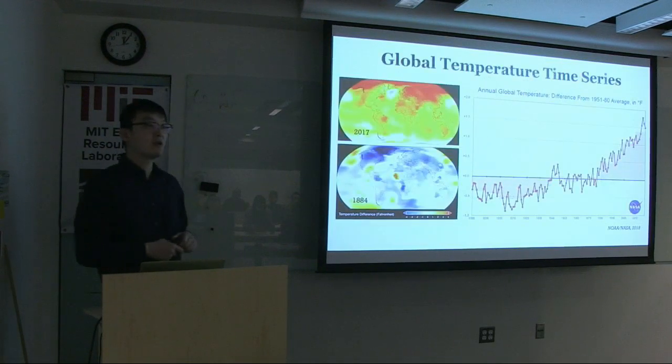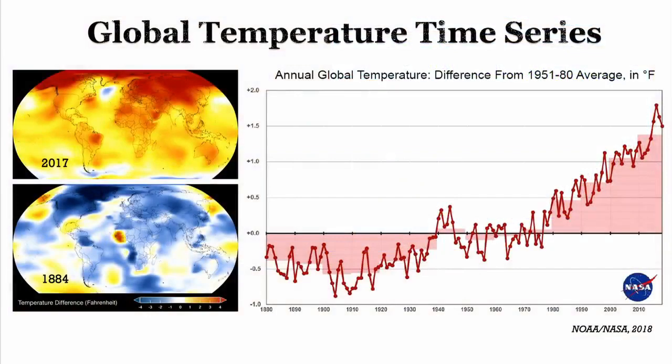So the last century has witnessed a significant change in the global temperature. Here showing two pictures of the global temperature variation comparing to a 5-year average. And here we see that 2017 shows a clear warming trend compared to back in 1884, while most of the area on Earth are still cooler than the average.